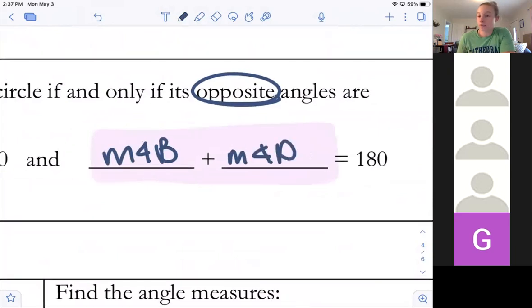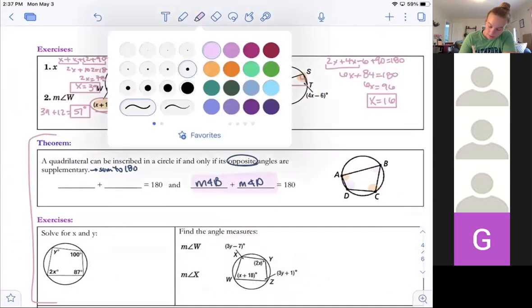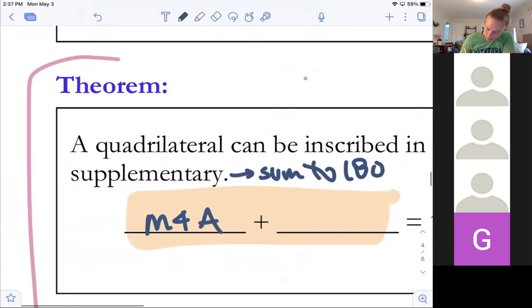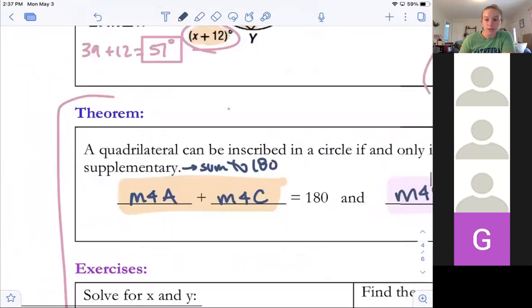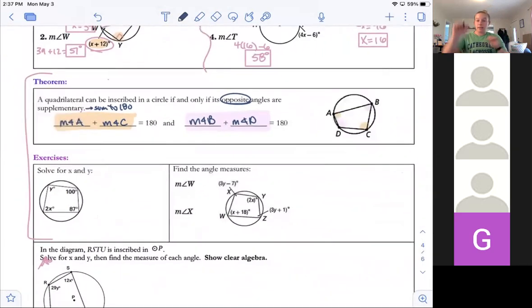Measure of angle B plus measure of angle D equals 180. And I'm going to do the same thing with C and A. So measure of angle A plus measure of angle C equals 180. That's all it's saying: you take the opposite angles, add them up, set them equal to 180. Now, my first two examples are easy because it makes sense. You're okay with doing it. It's not contrary to what we think it should be.